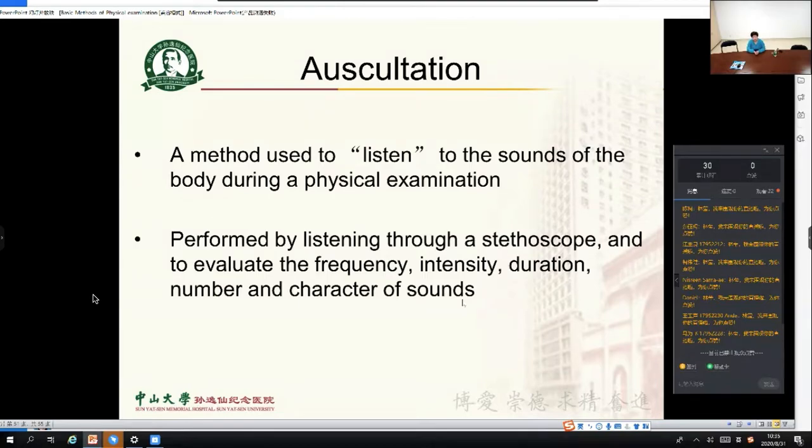Auscultation. This is the fourth principal method of physical examination. It's a method used to listen to the sounds of the body during a physical examination. It is performed by listening through a stethoscope to evaluate the frequency, intensity, duration, number, and character of the sounds. So we use our direct ears or the stethoscope to do this auscultation.